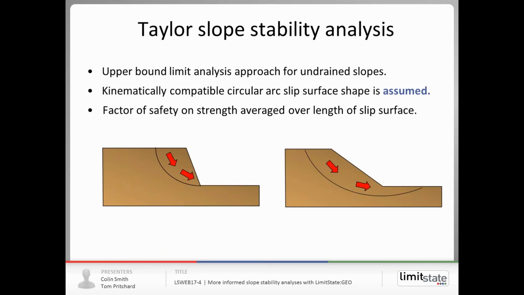Taylor's method is technically an upper bound limit analysis approach, and it looks at slip circle mechanisms in undrained soils, and the calculation process again generally determines a factor of safety as a factor of safety on strength in that particular analysis. It's not necessarily optimal, but is usually very close.